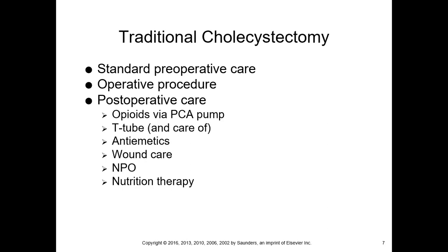Another one is bile peritonitis. Adequate amounts of bile are not drained from the surgical site. That can be potentially fatal. So we need to monitor vital signs, which is fever and pain, and look for signs of jaundice.